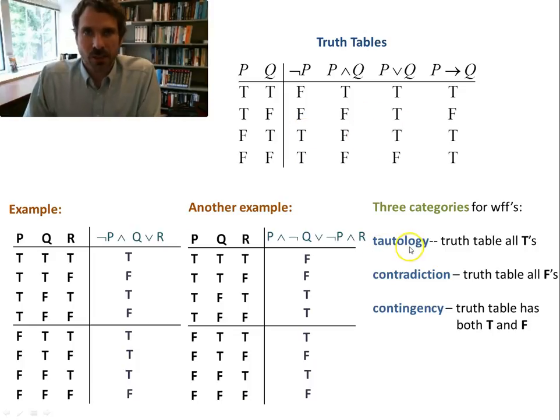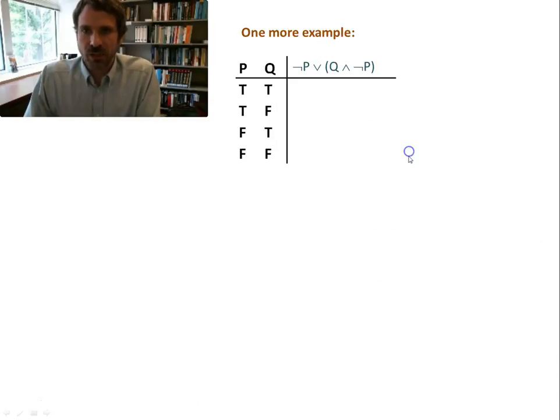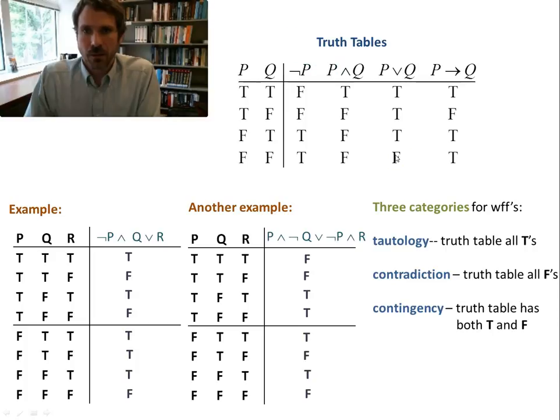One is called a tautology. That is one that is equivalent to T. It's always true. So if you have a truth table that has all T's, then what you have is a tautology. If you have a truth table that is all false, then what you have is a contradiction. And if you have one that has at least one T and at least one F, then we have a contingency.